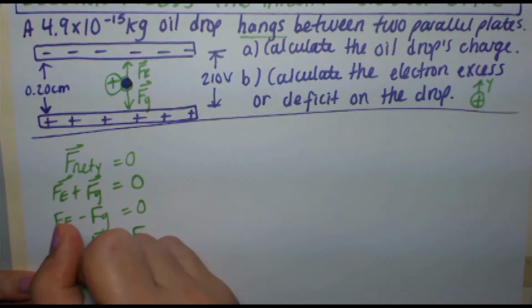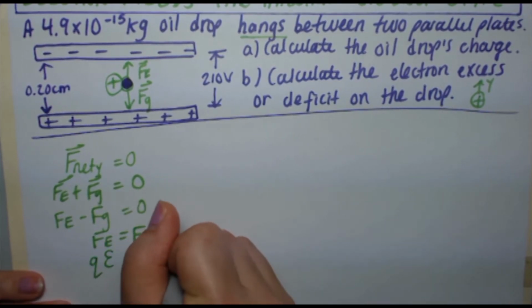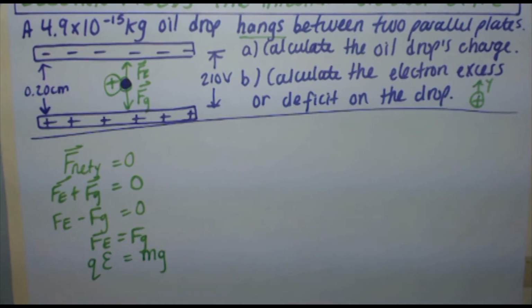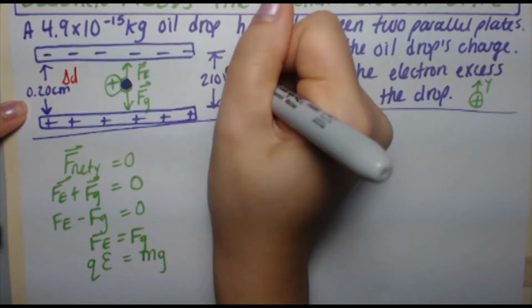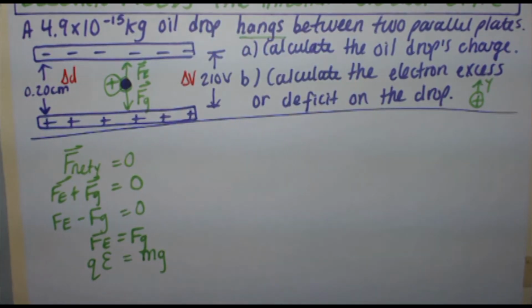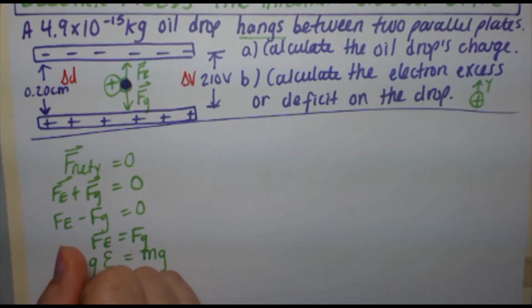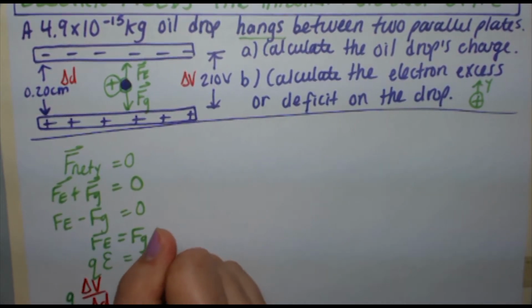Anyways, let's continue. So we said Fe is equal to Fg. Electric force is given by the product of charge and electric field, and Fg is just mg. Now, as stated in the previous video, the electric field between two parallel plates separated a distance delta d apart with a potential difference of delta v between them is given by delta v over delta d. So we have Q times delta v over delta d equals mg.